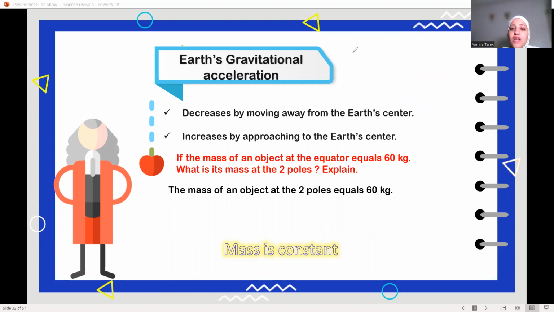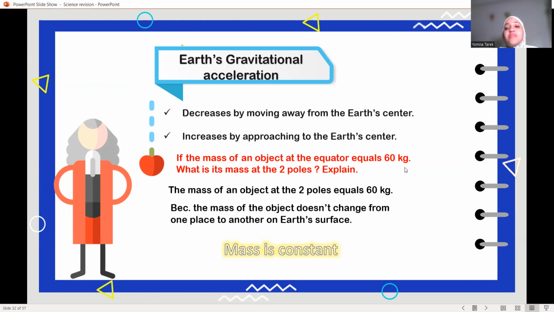Okay, let's look at this question. If the mass of an object at the equator equals 60 kilograms, what is its mass at the two poles? Explain. So the mass is constant. Don't forget, the mass is always constant. Mass is constant. It never changes.